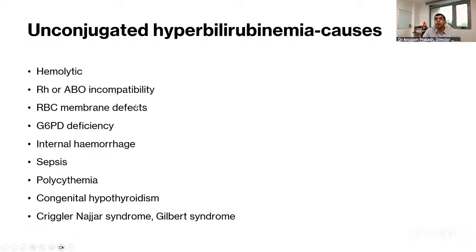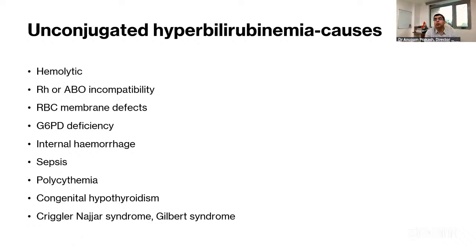And the causes are primarily hemorrhage or hemolysis basically. At times in hemorrhage also, because there is a collection which has to be metabolized. So you will have it with internal hemorrhage and even in polycythemia. Whenever there is some amount of increased RBCs or metabolism of RBCs, you will have some amount of unconjugated hyperbilirubinemia. So that is what. Now the last line is important.